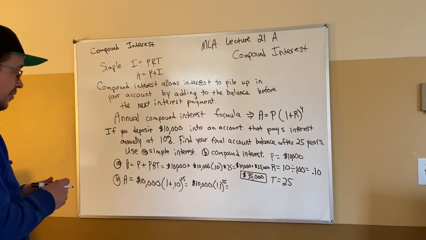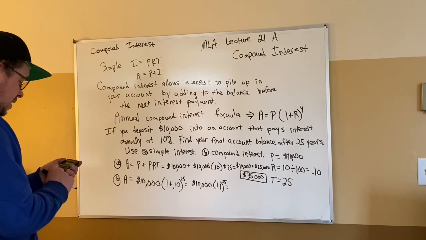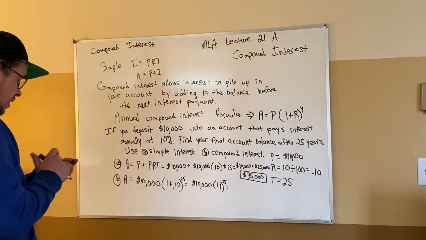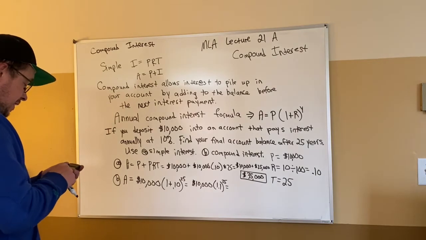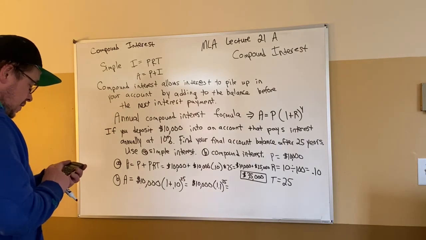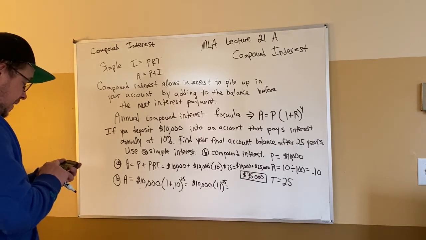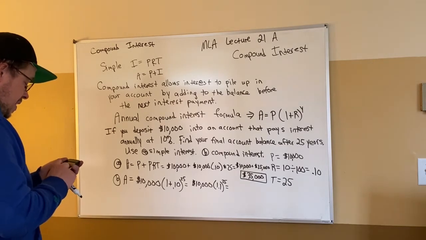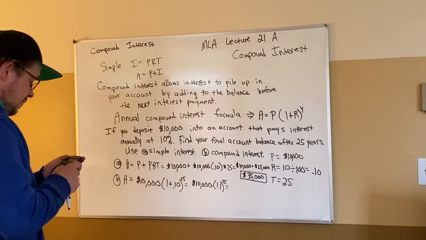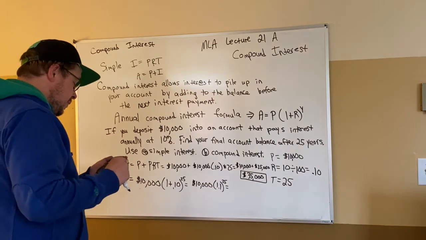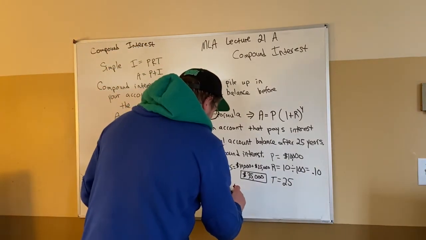Let's make sure. 10,000 times 1.1, don't hit equals, powered, hit the wrong button again. Let's go 1.1 powered to 25, equals, and then we'll multiply that by your 10,000. And you got 108,347 before we hit the decimal.